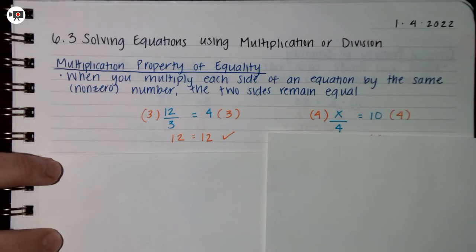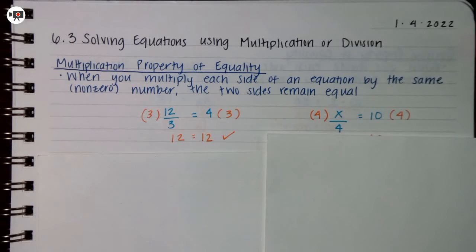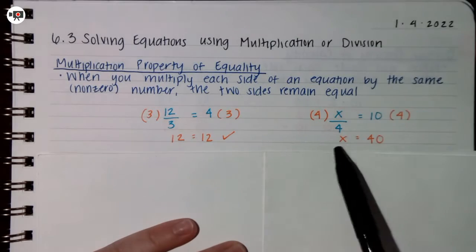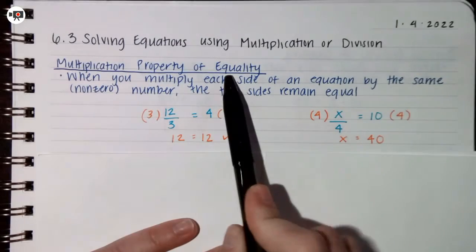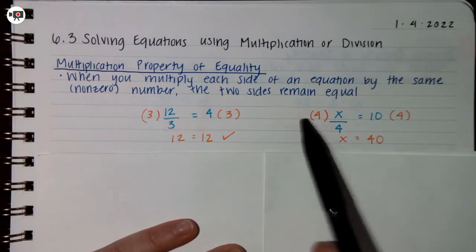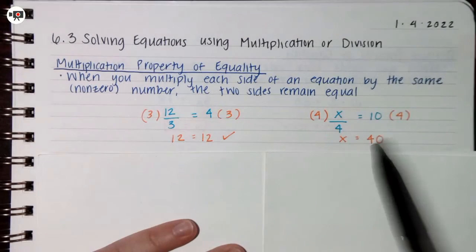And I can also do that with variables. If I have x over 4 equals 10, and multiply each side by 4, I'll get x equals 40. So I know that this is equivalent because of the multiplication property of equality. I did the same thing to each side, which keeps my equation true.